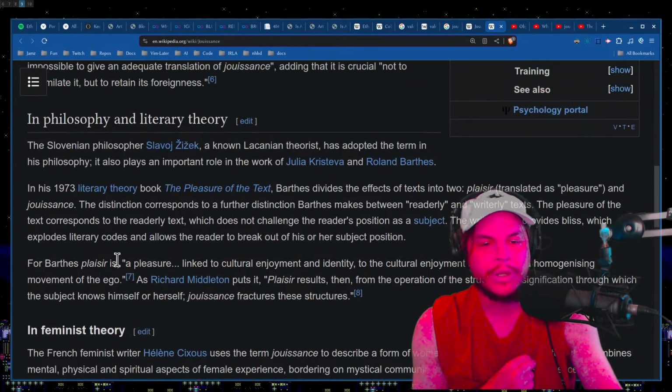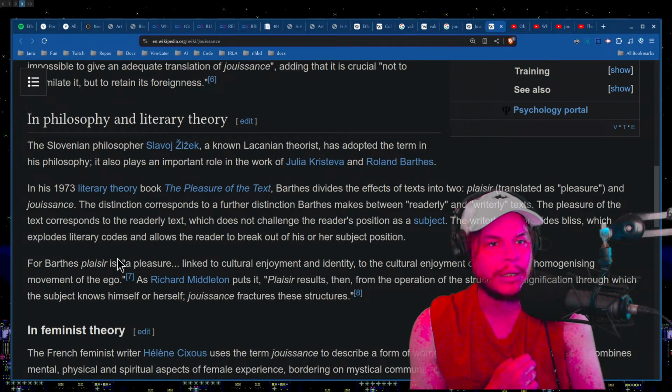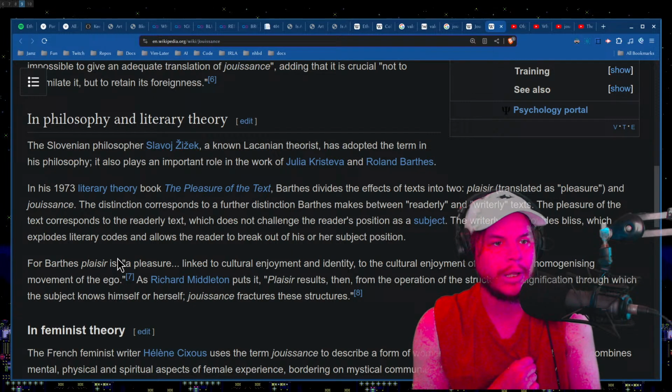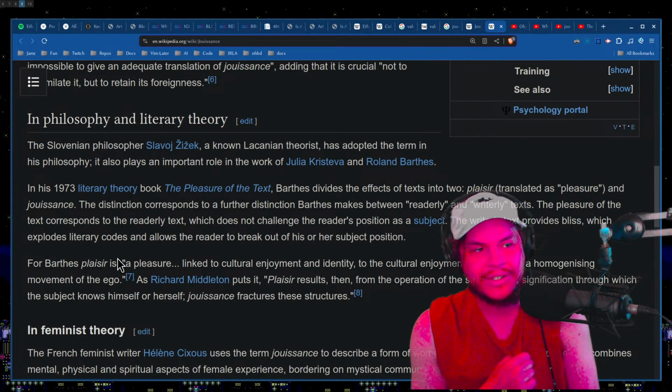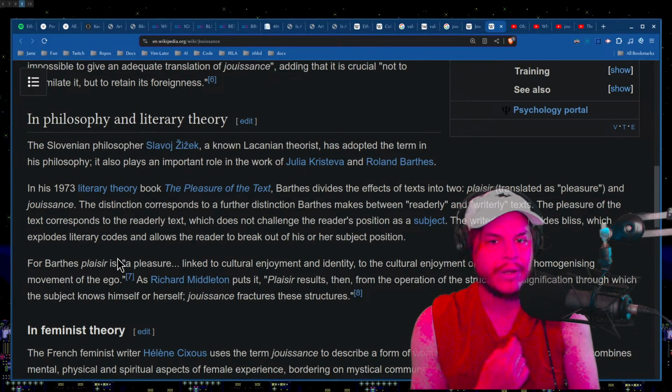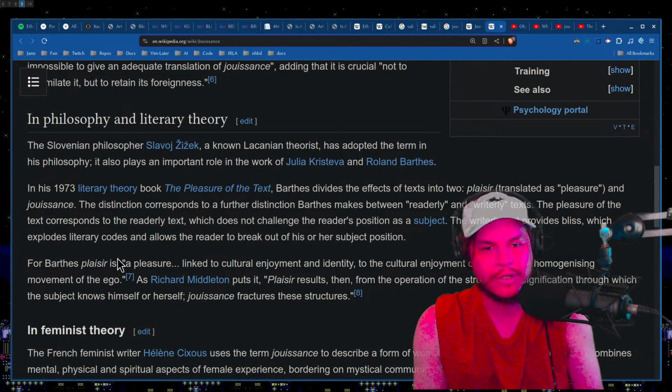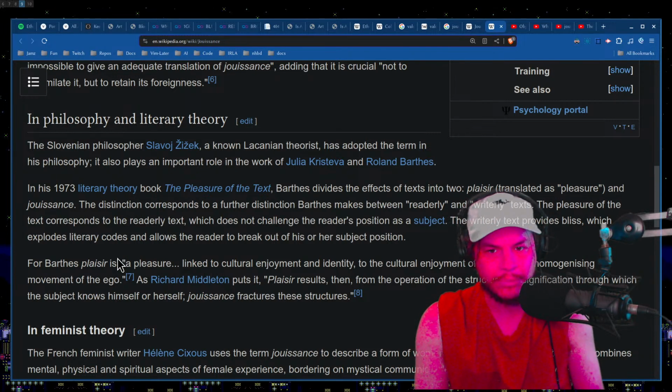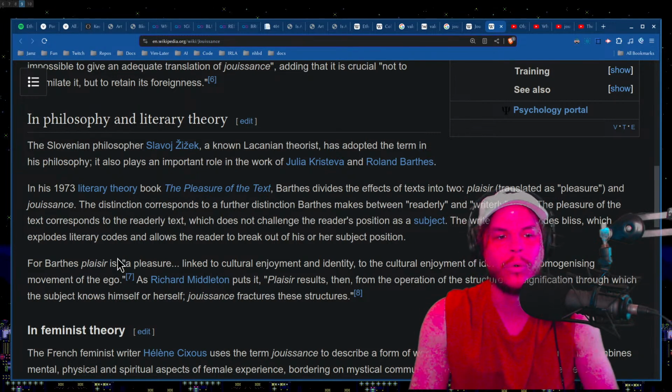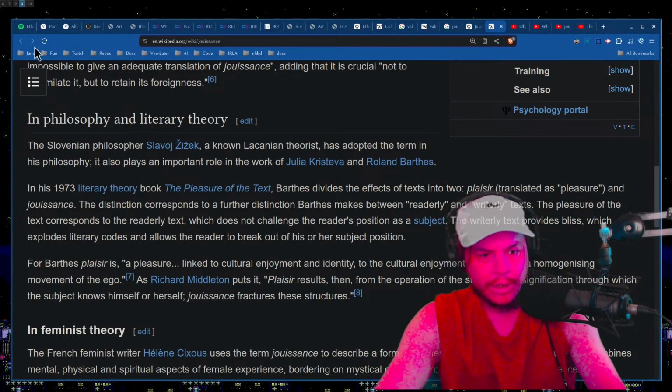Okay? So then we all know Zizek, a known Lacanian, has adopted the term in his philosophy. It also plays an important role in Julia Kristeva and Roland Barthes. In his 1973 literary book, The Pleasure of the Text, Barthes divides the effects of the text into two: plaisir, translated as pleasure, and jouissance. The distinction corresponds to a further distinction Barthes makes between readerly and writerly text. The pleasure of the text corresponds to the readerly text, which does not challenge the reader's position as a subject. The writerly text provides bliss, but explodes literary codes and allows the reader to break out of his or her subject position. Okay, cool.